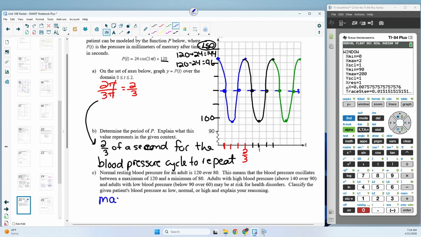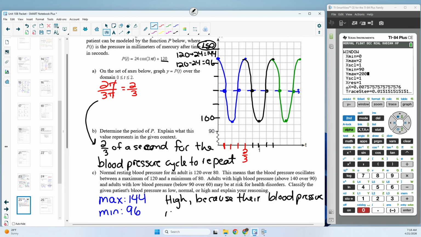So the max here is 144, and the min is 96. So we would say high, and when it says explain, I have to write a little sentence because there blood pressure is 144/96. And I think that's clear enough to kind of explain how you know it's over those two numbers.